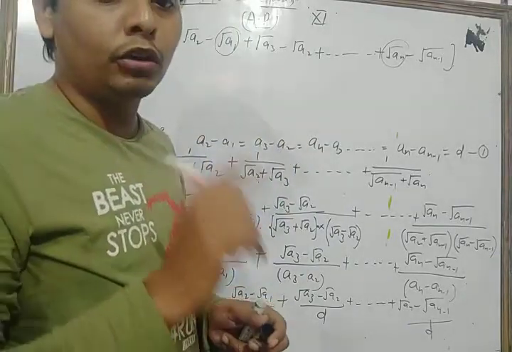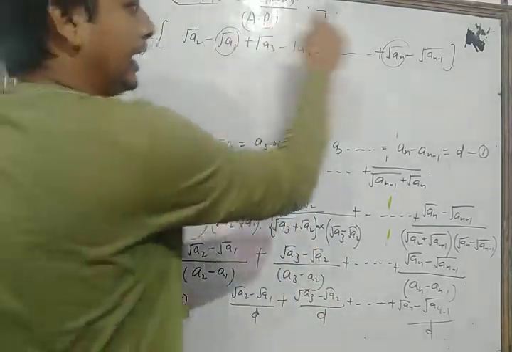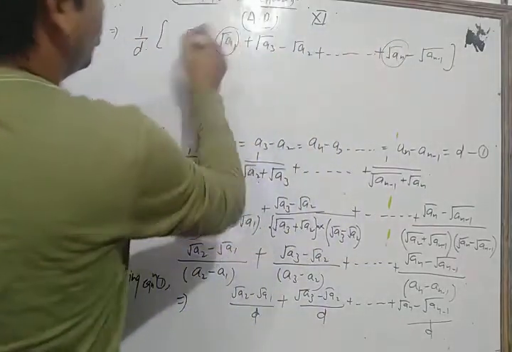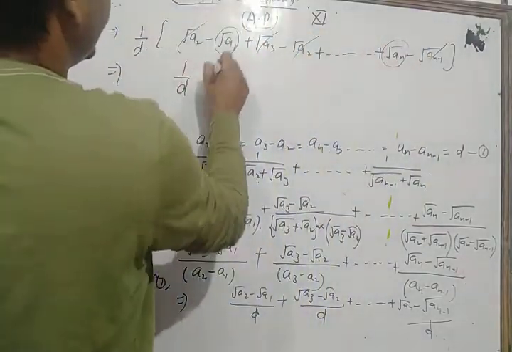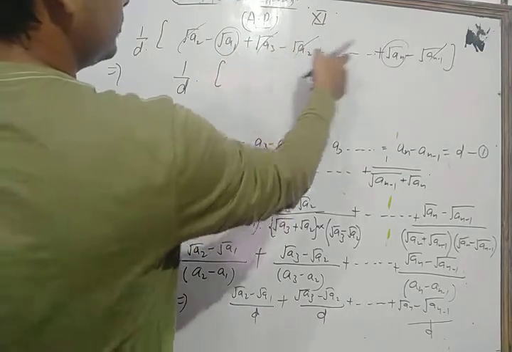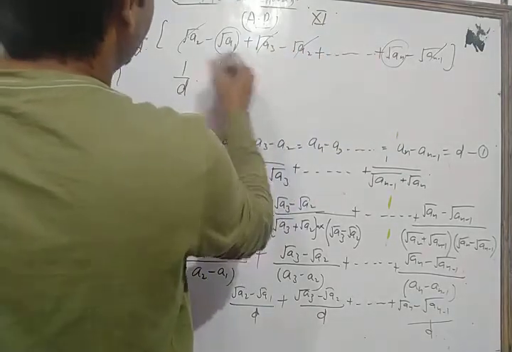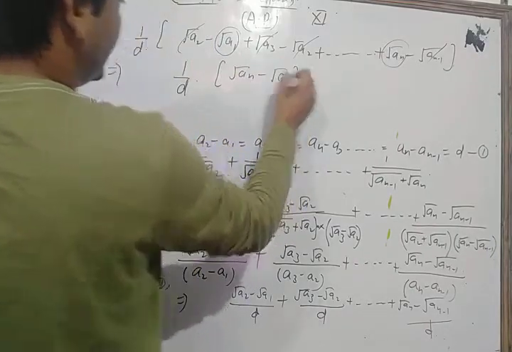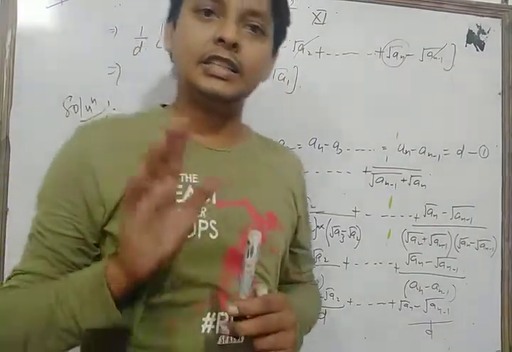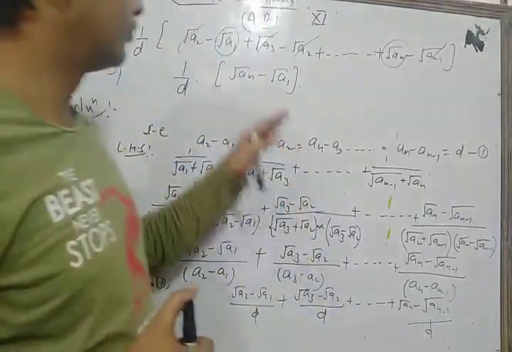Now we are left with only what? Minus under root a1 and plus under root an. So the whole terms cancel each other. So we have what? 1 upon d in bracket, this is plus under root an and minus under root a1. Only these terms are left after that.